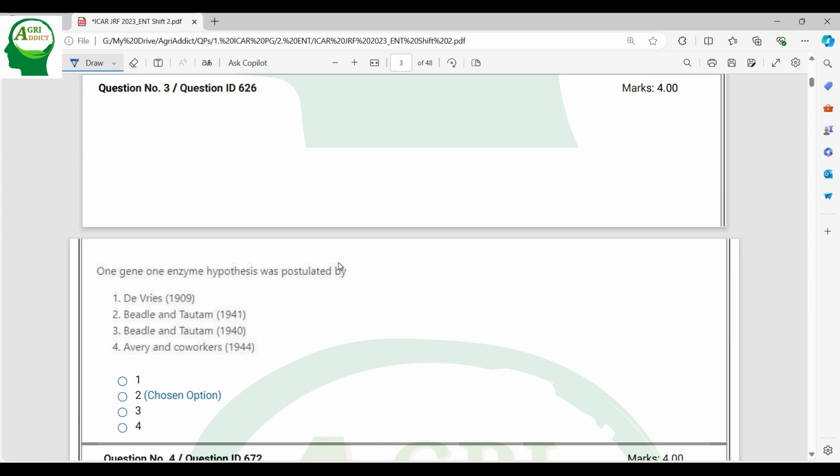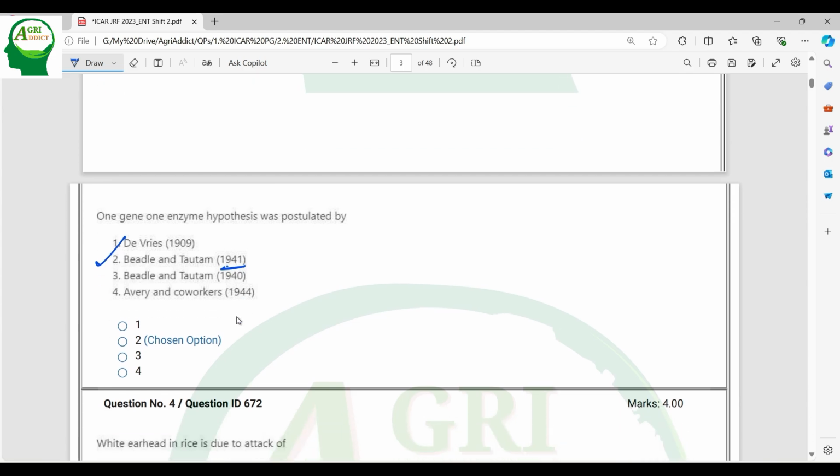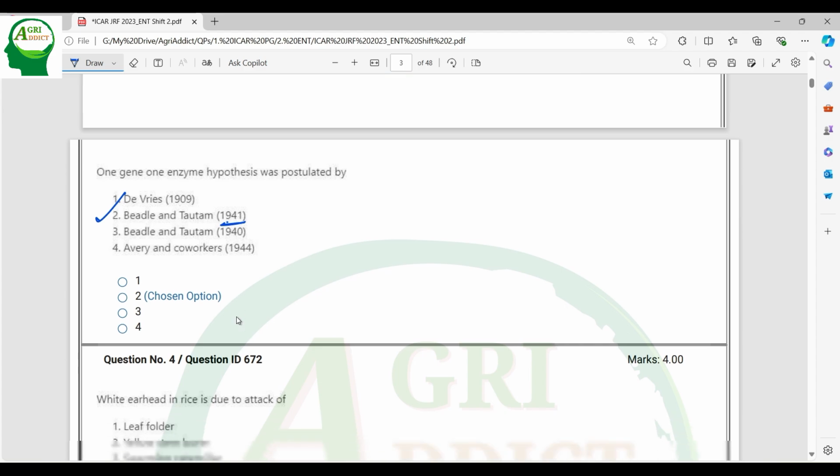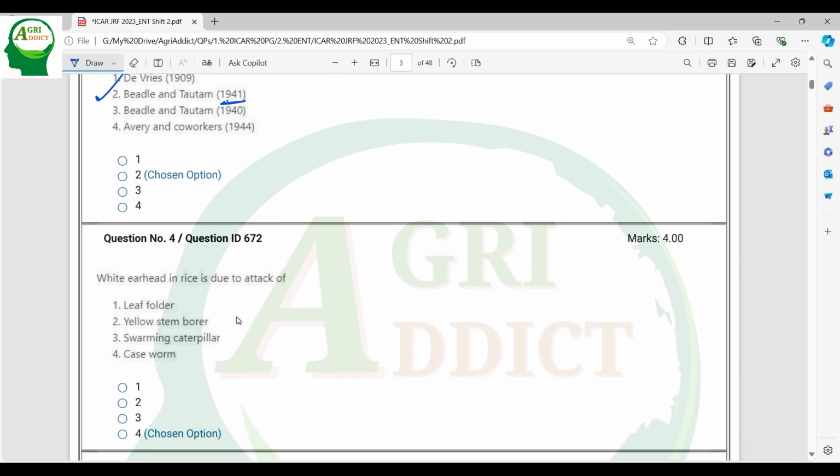Next question: one gene, one enzyme hypothesis was postulated by whom? It's a very basic question from genetics. It is Beadle and Tatum, and the year is 1941. Don't confuse it with 1940. Actually, this is written wrong in the Nirmal Sunda book. I think it is written 1914 in the Sunda book. So check the years with Google once. There are mistakes in that book also, so just cross check that. So here the answer is option 2.